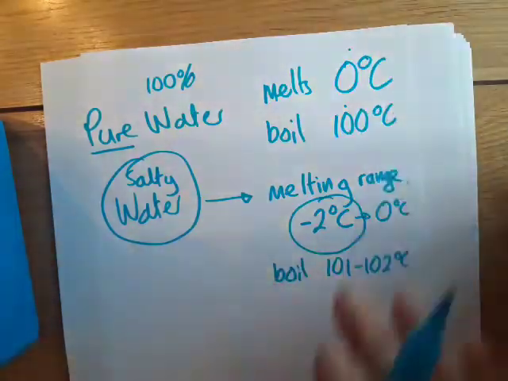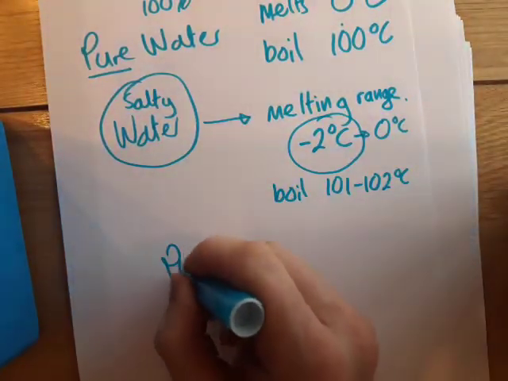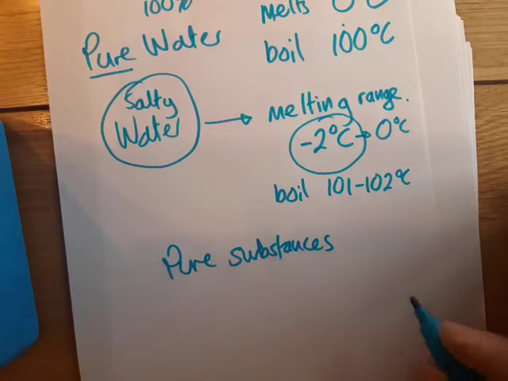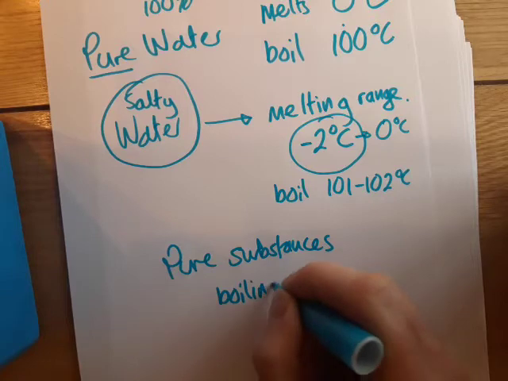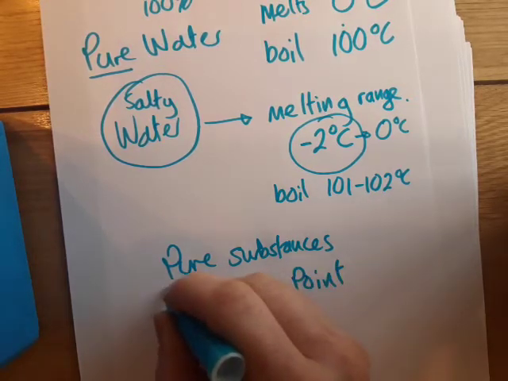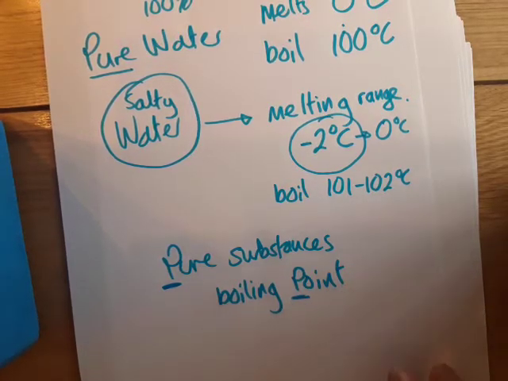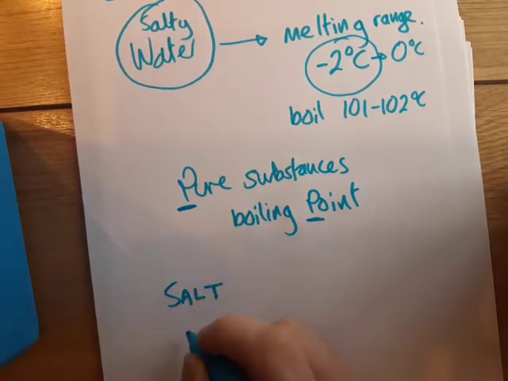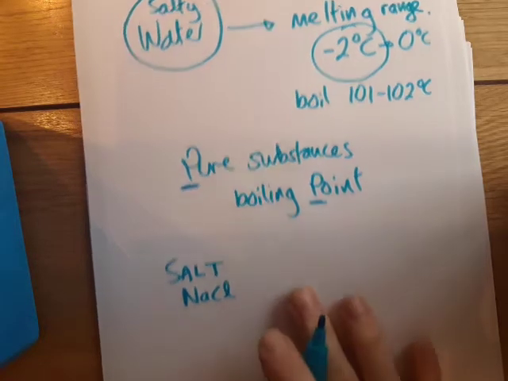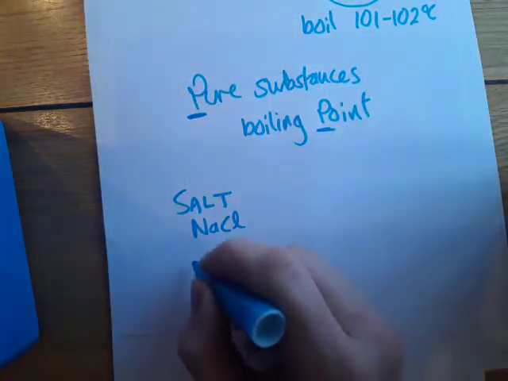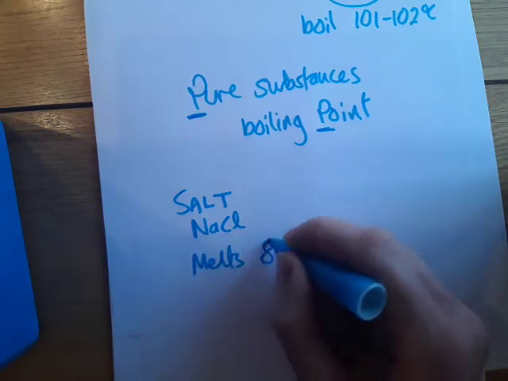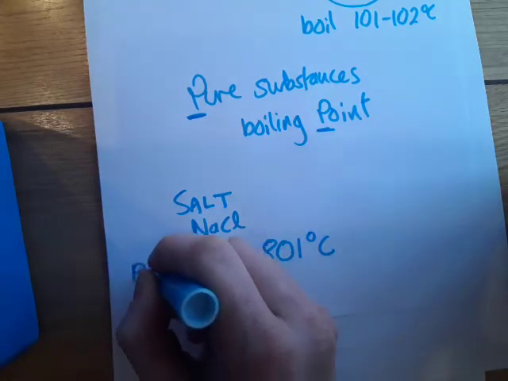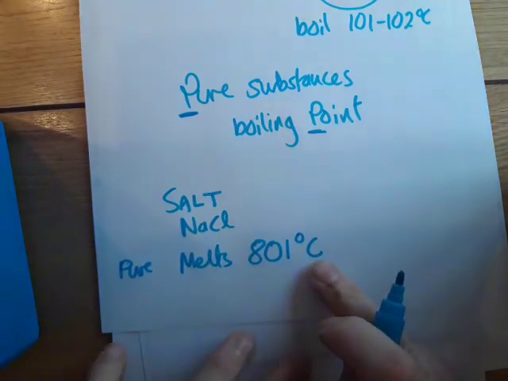So the key point here is, again, just to reiterate, pure substances have a boiling point. Pure at a point. I'll give you another example. Salt. The salt that you put on your chips, which is sodium chloride. Sodium chloride, it melts at 801 degrees C. So pure salt melts at 801 degrees C.